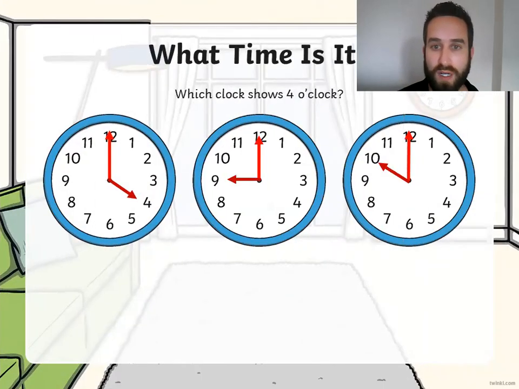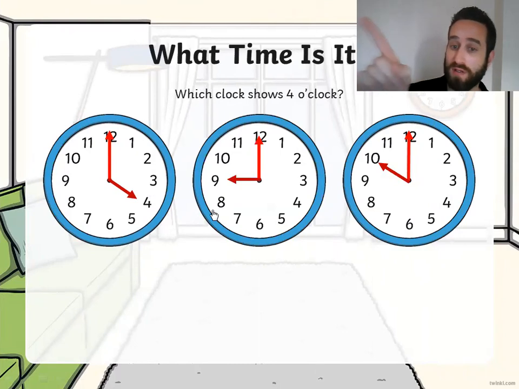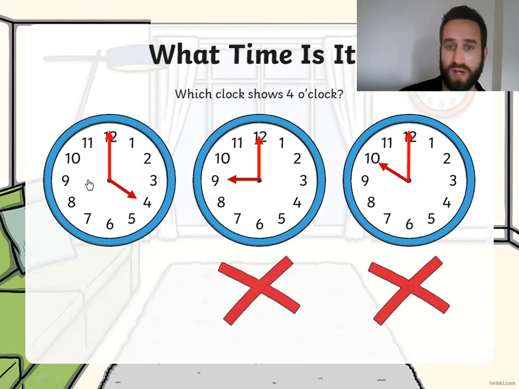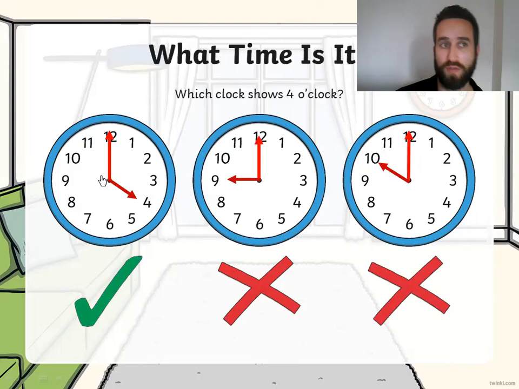All right, let's do this again. Which one shows 4 o'clock? Is it this one over here? Is it that one? Do I even need to check it? We can tell it's not 4 o'clock. Nothing's even touching the 4. This is 10 o'clock, so this is not correct. This one is 9 o'clock, also not correct. Here we go. There we go, 4 o'clock.